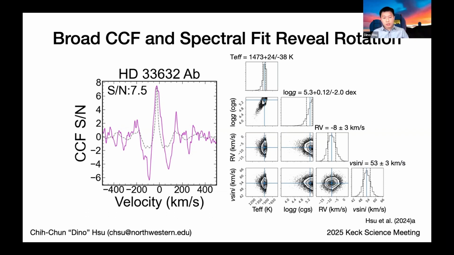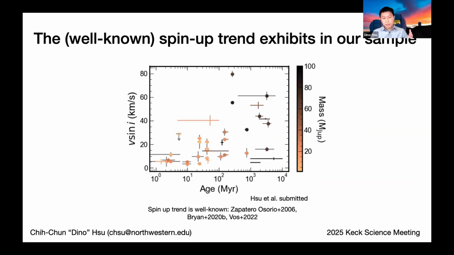The first thing we can check in our sample measurements is v sin i as a function of age. We have the ages mostly from their host stars. A lot of host stars are in young clusters or moving groups. And we just rediscovered the well-known spin-up trend, which is nice and also validates our result. Also, 90% of our sample are fully consistent with the literature measurements in terms of v sin i.